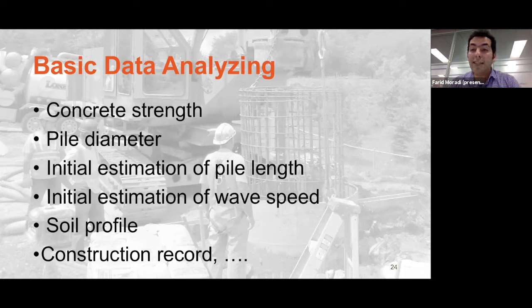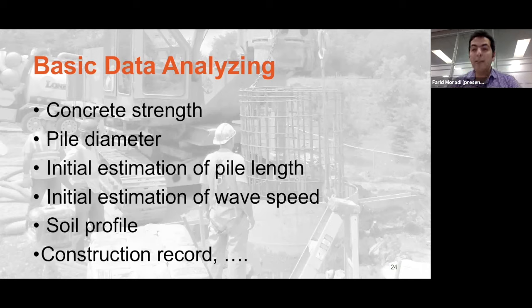The other thing you need to know on any project is the construction record. Start with your contractor to understand how they pour the concrete. Sometimes, because of a construction issue, they stop in the middle of the pouring for a few hours and then continue. In such a condition, there is a risk of having a cold joint, a construction joint, in the middle. That cold joint is one of the major integrity issues.